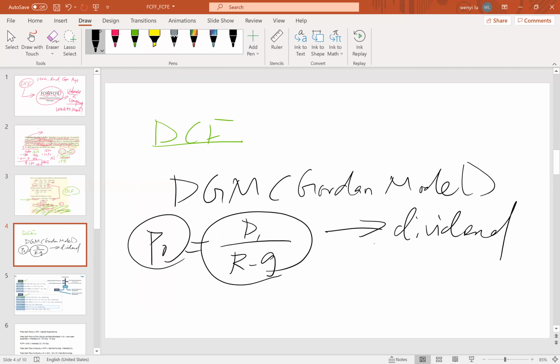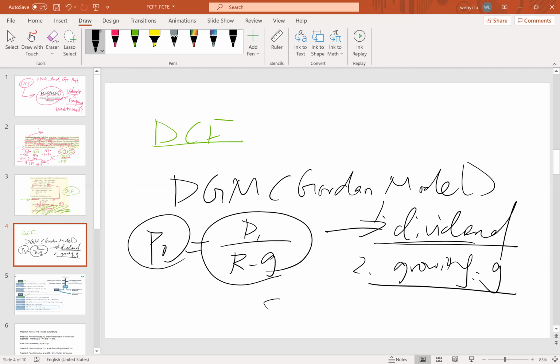And also dividend is growing with constant rate, G, right? However, in a real market, not all the companies pay dividend, right? And also dividend is not always growing, right? So this model actually is not popular in a real valuation for the companies.